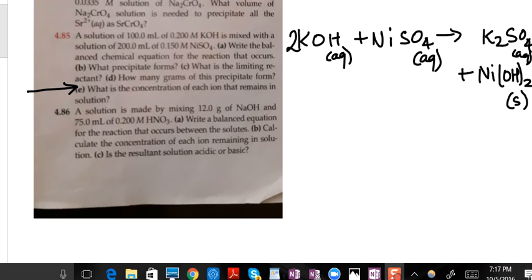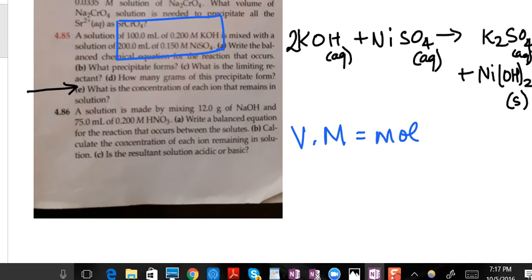Okay. Now, look at the blue box that I'm drawing right here. In both cases, you're given volume and molarity. And the minute you're given volume and molarity, what you're given is moles in disguise. Remember that volume times molarity is moles. If that volume is in milliliters, you're going to multiply and divide by 1,000 to get moles, okay?